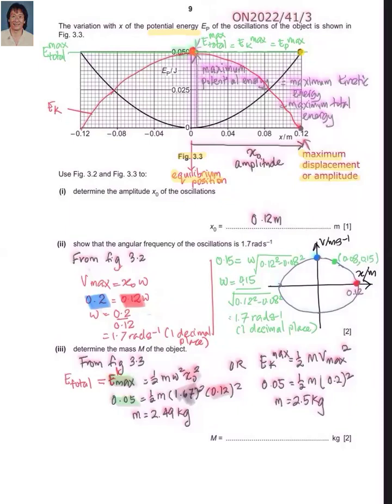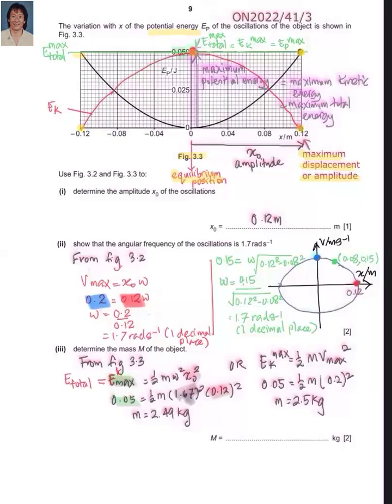And then the green line represents the maximum total energy, which is the sum of the potential energy and the kinetic energy. This graph shows that the object is moving the fastest at the equilibrium position because the kinetic energy is maximum at the equilibrium position. Then at the two points here, where the amplitude is maximum, you find that the object is stationary. The object is stationary at the displacement of minus 0.12 and at the displacement of positive 0.12.